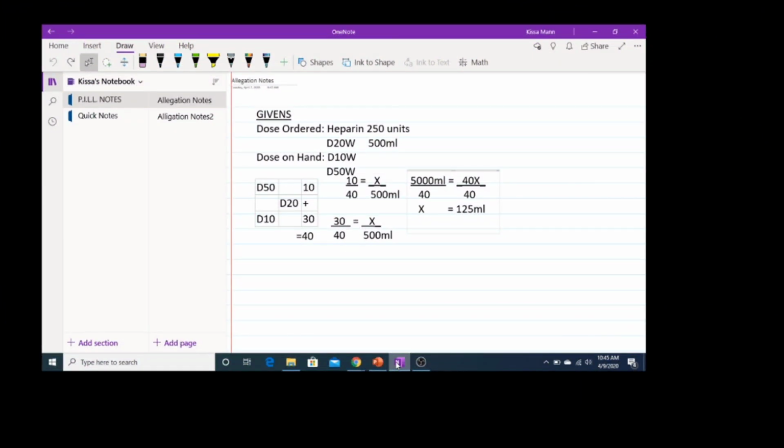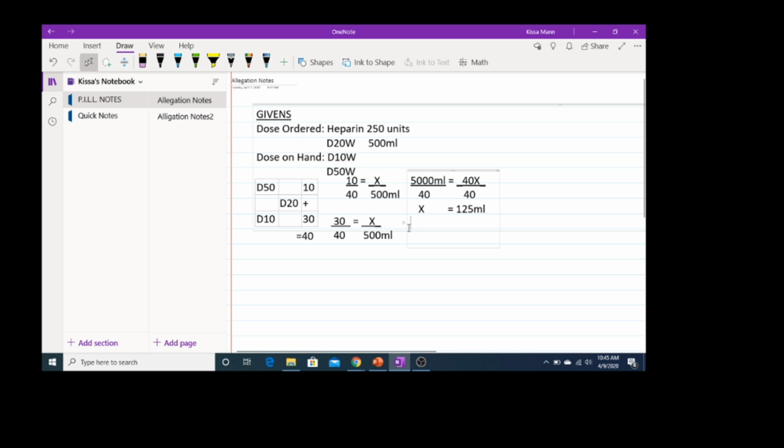Okay, now we have solved for the volume that we need for our dextrose 50%. We need 125 milliliters of dextrose 50%. Now we must solve for what volume we need for our dextrose 10%. So I set up the equation, same as I did above. 30 parts out of 40 total is the equivalent of an unknown amount of volume out of 500 milliliters.